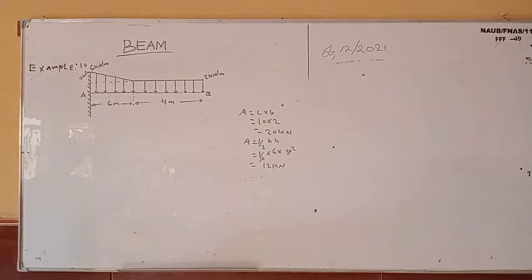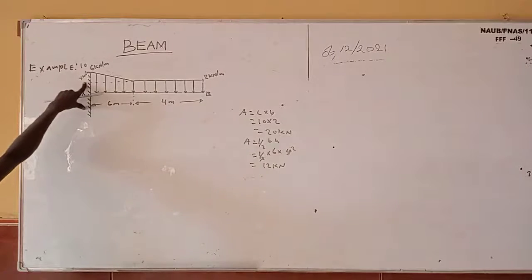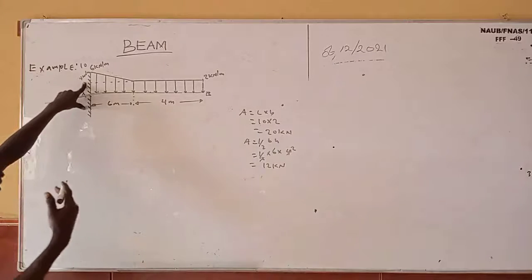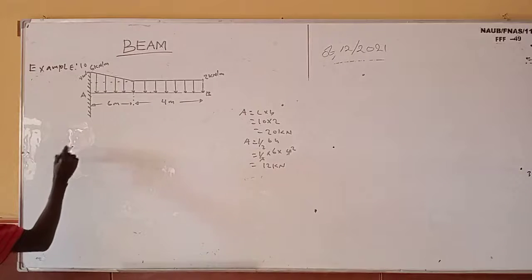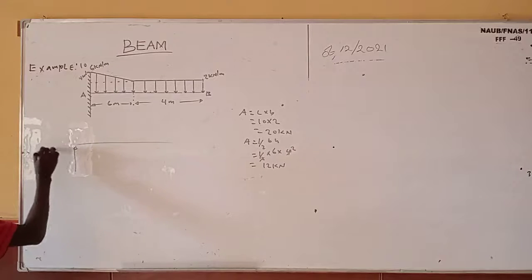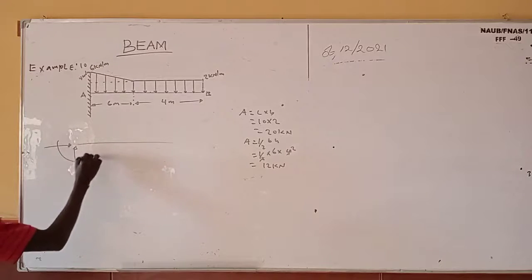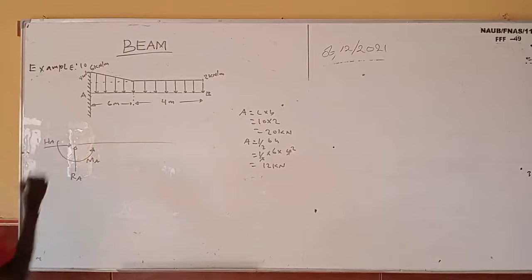You get that? So now, for you to draw the free body diagram, I told you if you have a fixed support, because it allows no rotation of this beam, it prevents both horizontal and vertical what? Movement. So you are going to have something like this. You are also going to have something like this, and you are going to have moments. So now you are going to have MA, you are going to have RA, you are going to have HA.